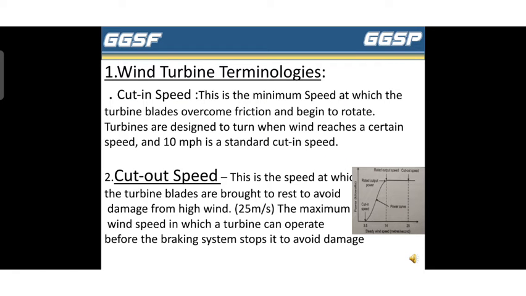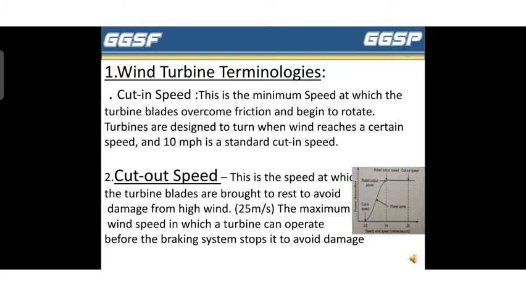Wind turbine terminology: cut-in speed. This is the minimum speed at which the turbine blades overcome friction and begin to rotate. Turbines are designed to turn when wind reaches a certain speed, and 10 meters per hour is the standard cut-in speed.